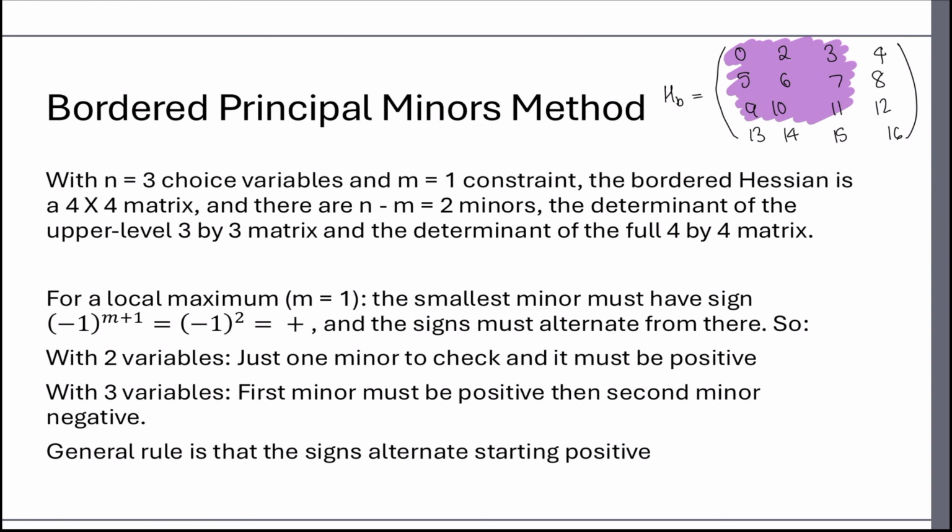If we had three variables now, we would have the 3 by 3 matrix, and then we would also have the 4 by 4 matrix. So the first minor, which is the 3 by 3 matrix, would have to be positive, and then the second minor, which is the determinant of the whole bordered Hessian, would have to be negative. And the general rule for a maximum is that the signs alternate starting from positive. So it'd be positive, then negative, back to positive, and negative, going back and forth like that.